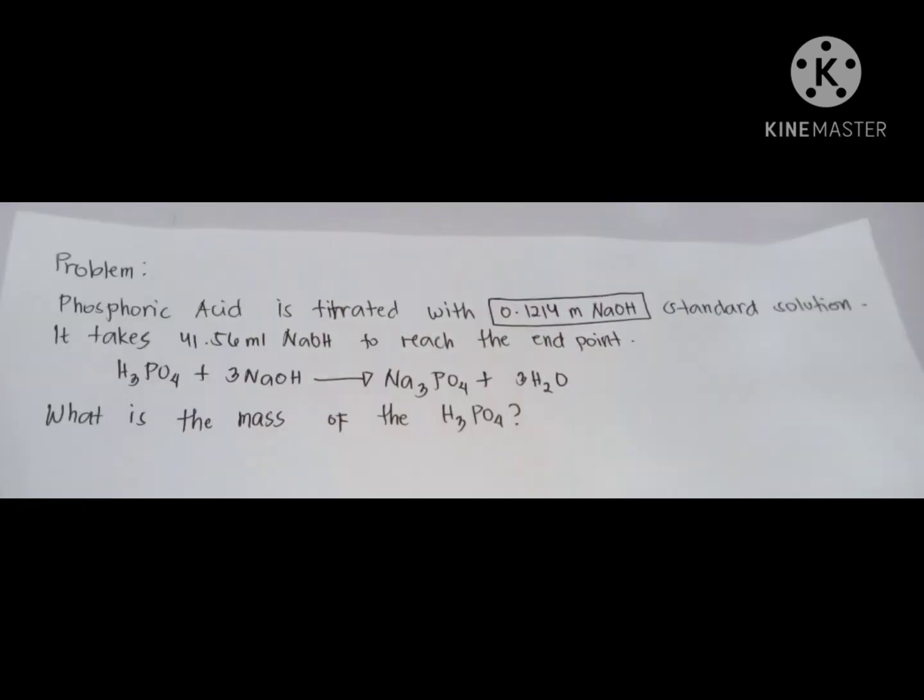First thing we need to do is make sure that our equation is balanced. And I note that its equation is balanced. Take note that we have a standard solution of 0.1214 molar sodium hydroxide. So this is the standard solution that we are going to use to find out the mass of phosphoric acid.